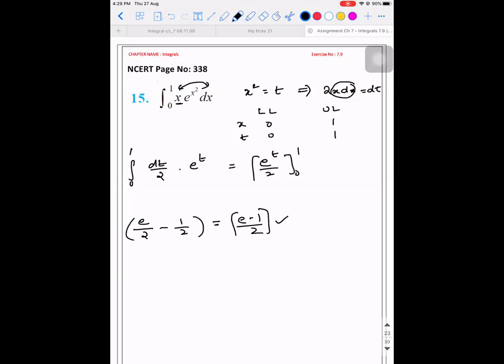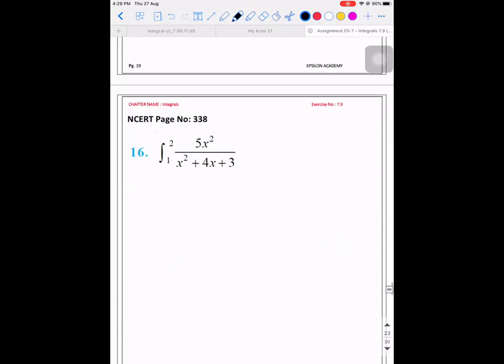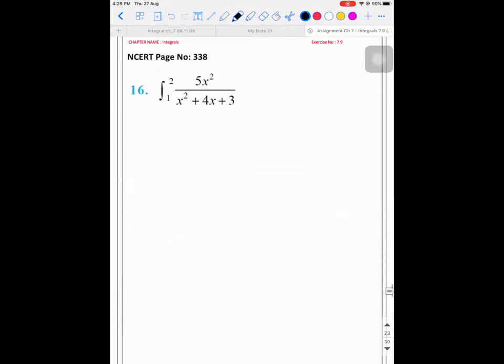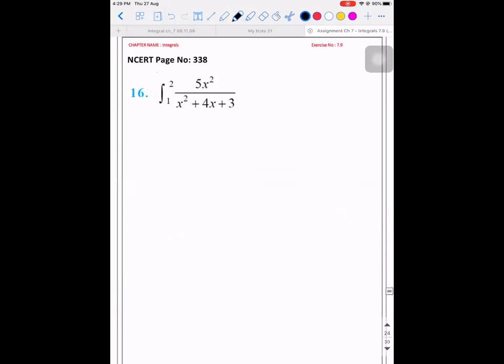Shall I move on? Integral of 5x square divided by x square plus 4x plus 3. So how to solve this? Here the numerator and denominator have the same powers.